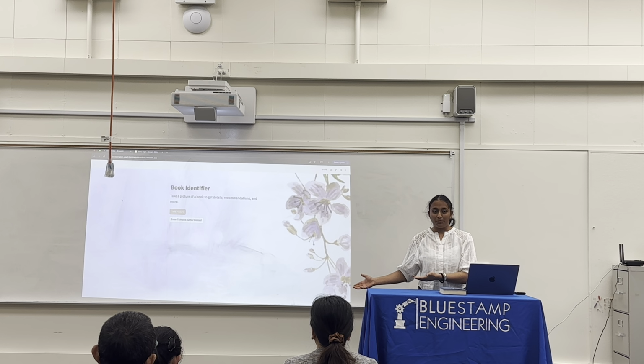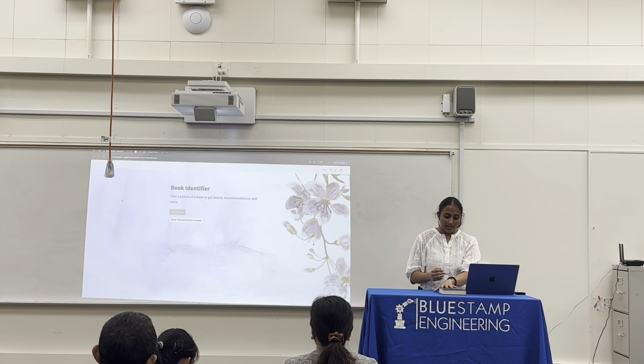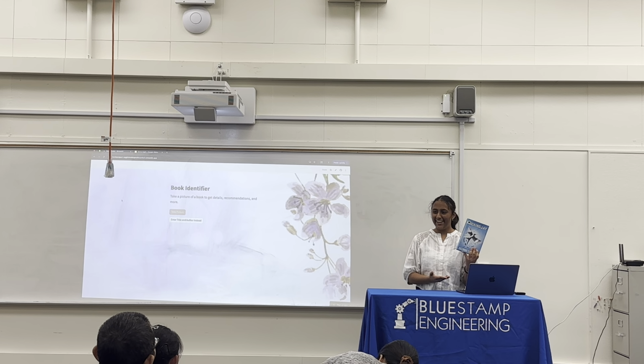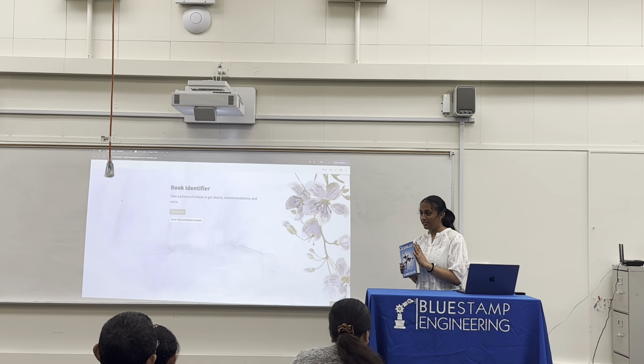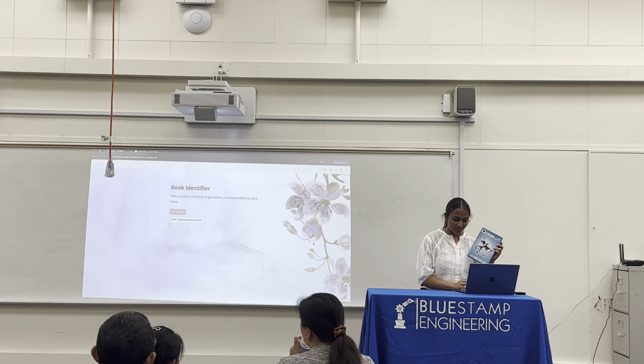So what does this do? It allows users to take a picture of a book, and then it will provide all the details and recommendations based on that. So I'll quickly demonstrate that. I'm going to be using this book. The title is Mockingjay, and the author is Suzanne Collins, and it's part of the Hunger Games series. So I'll just quickly take a picture of that.